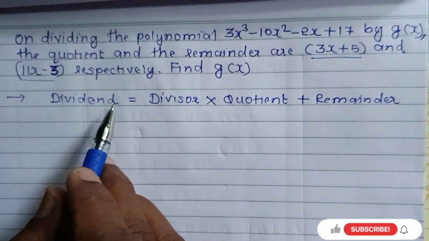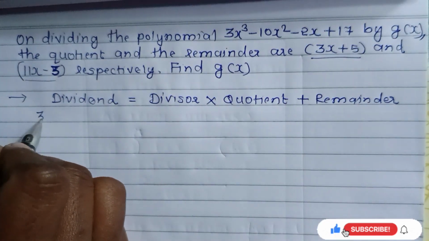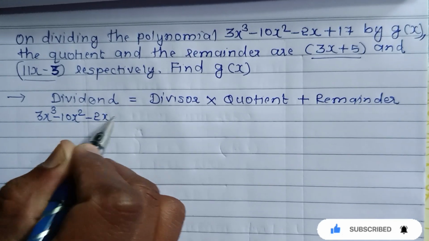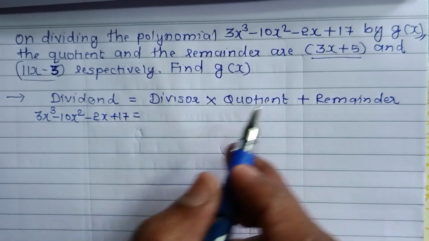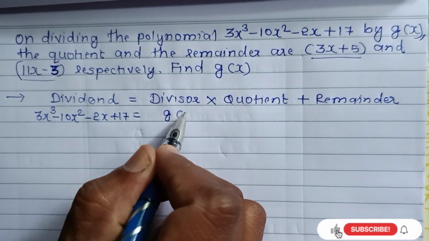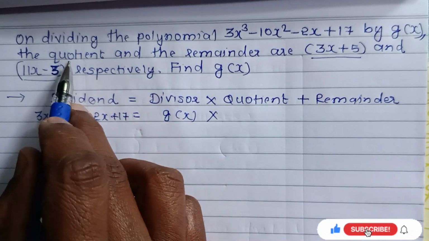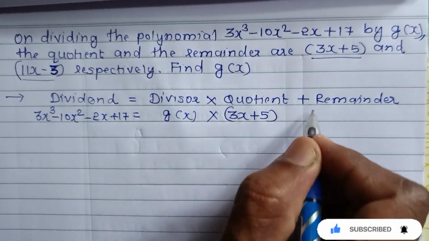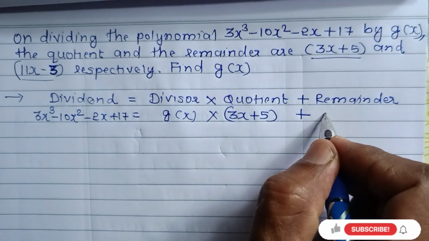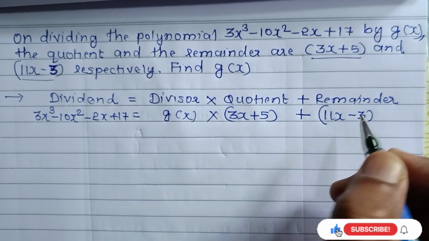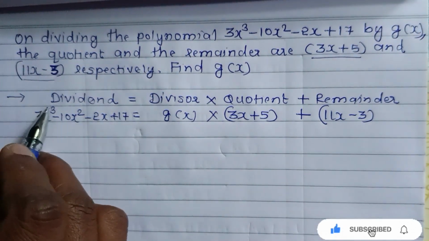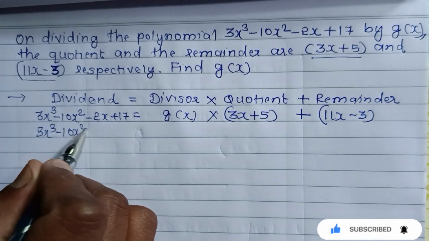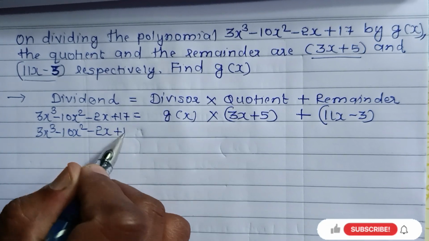So in place of dividend, you have to write this dividend: 3x cube minus 10x square minus 2x plus 17 is equal to, in place of divisor you have to write g(x) multiplied by quotient, so this is quotient, 3x plus 5, plus remainder, which is 11x minus 3.